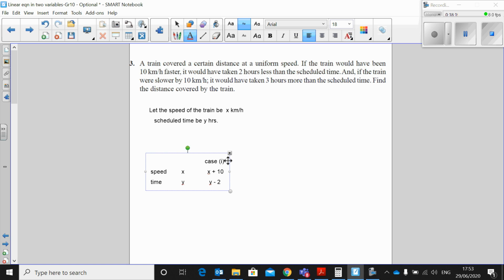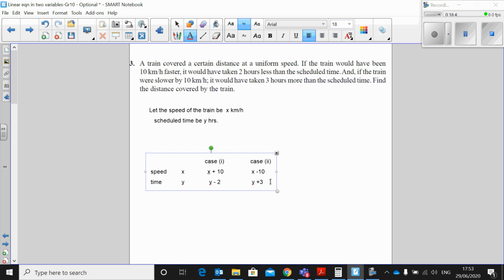And in the second case, what they are saying is that if the train was slower by 10 kilometers per hour, that means the speed is decreased by 10, then the time will be increasing, correct? It would have taken 3 hours more. So y plus 3.